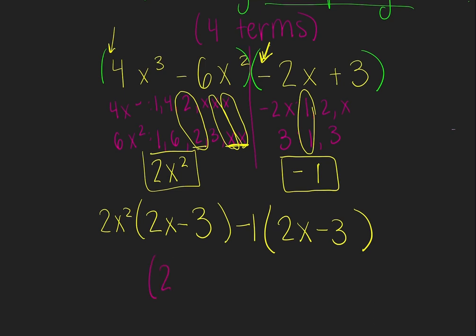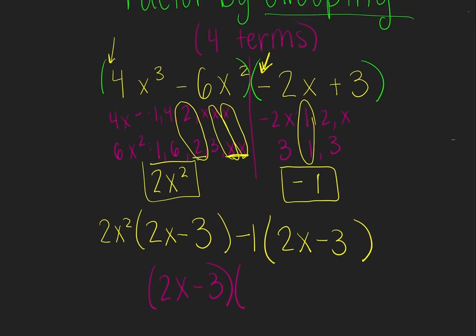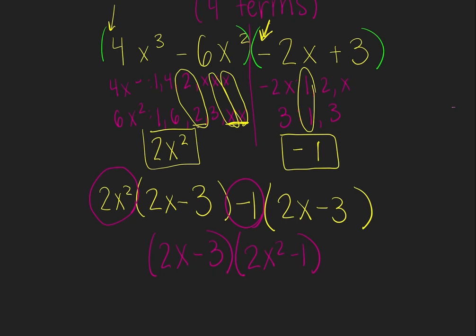You just write one of the repeating parentheses, 2x minus 3. And then your other parenthesis is what's on the outside. 2x squared minus 1. And this is factored all the way.